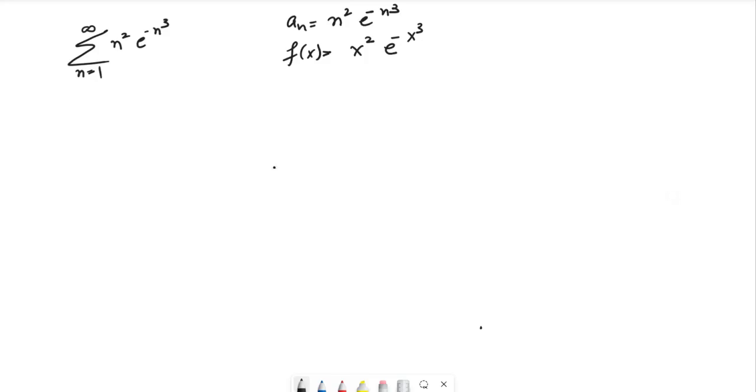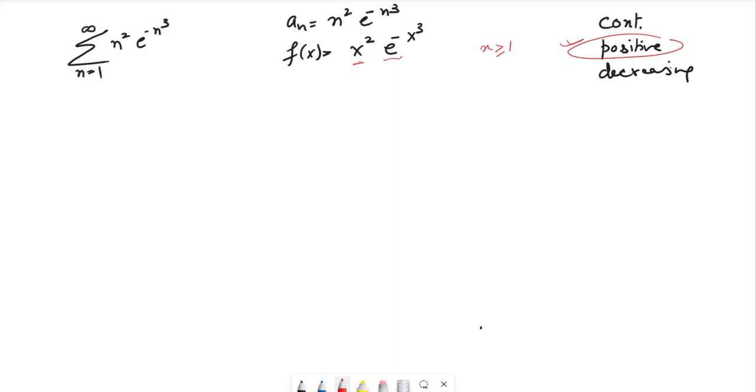For the integral test, I need to check three conditions. The function is continuous, positive, and decreasing. Okay, so let's check it one at a time. You guys notice that x squared is positive and exponential is always positive. Both numbers are positive for x more than or equal to 1. Therefore, this is going to be positive always. Why? Because x squared is positive and exponential numbers are always positive.